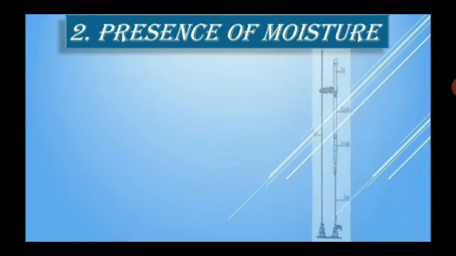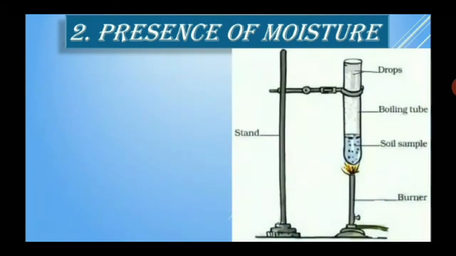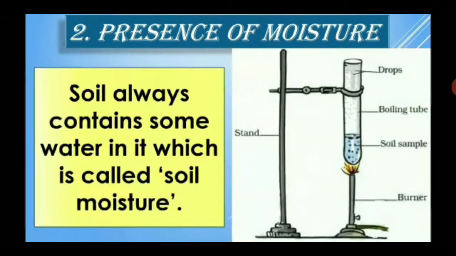We have to take a big test tube, a boiling test tube, and put some soil in it. We have to heat the test tube with the help of a burner, and we fix the test tube with the help of an iron stand. When we heat that boiling test tube which contains the soil sample, after some time we can see, near the mouth of the test tube, that water droplets are visible.